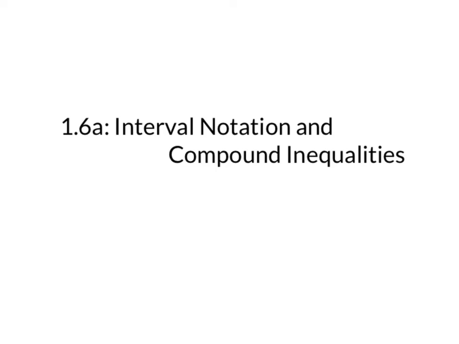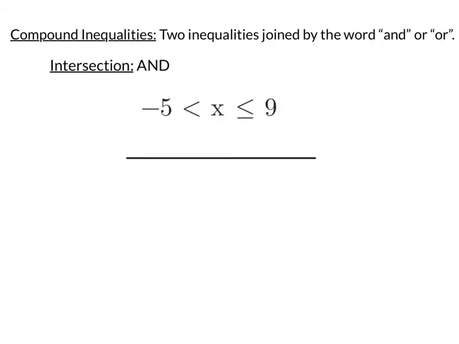Let's take a look at interval notation and compound inequalities. First, what we mean by compound inequalities is two inequalities joined by the word "and" or "or". If we use the word "and", that's called an intersection. That's what's going on in this compound inequality.